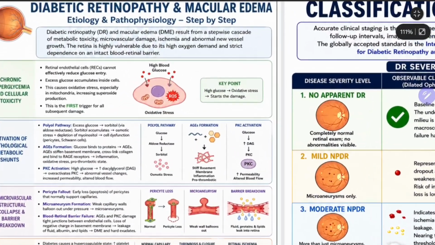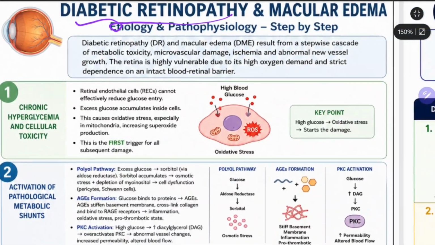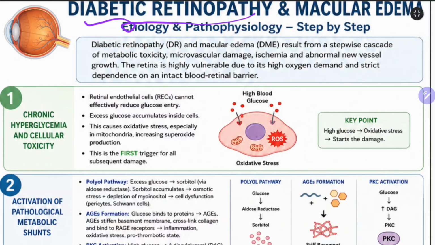So there are two things. Diabetic eye disease means two things: diabetic retinopathy and macular edema. Diabetic retinopathy and macular edema result from a stepwise sequence of events, that is nothing but a cascade of metabolic toxicity, microvascular damage, ischemia, and abnormal new vessel growth. The retina is highly vulnerable due to its high oxygen demand and strict dependence on an intact blood-retinal barrier.